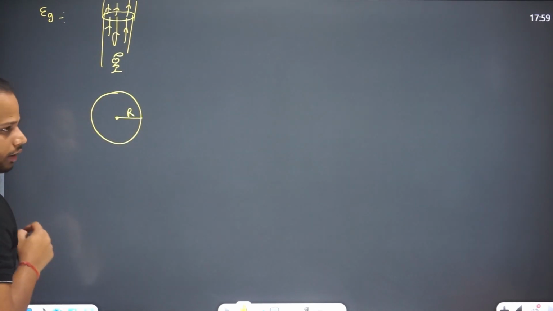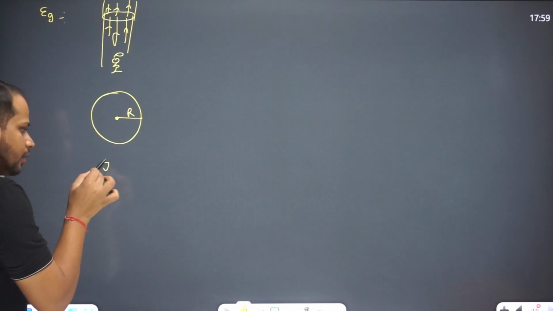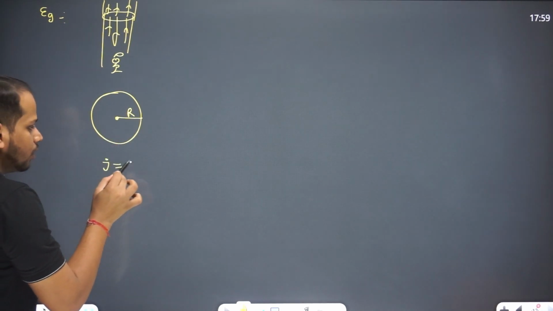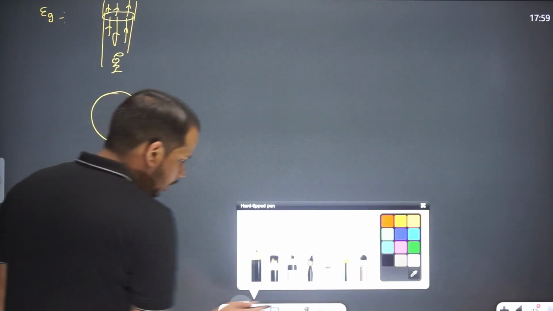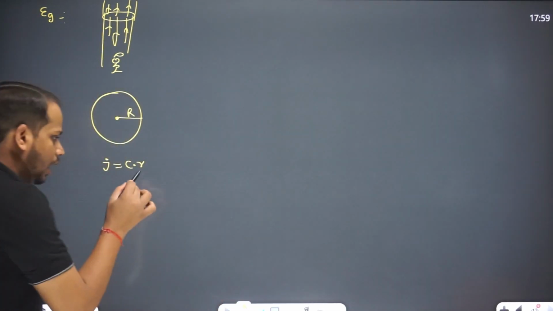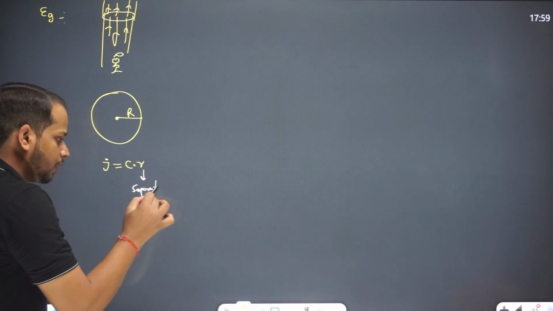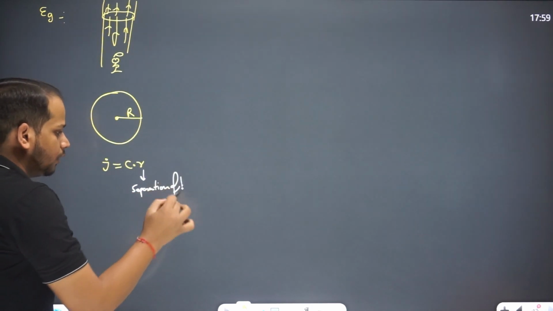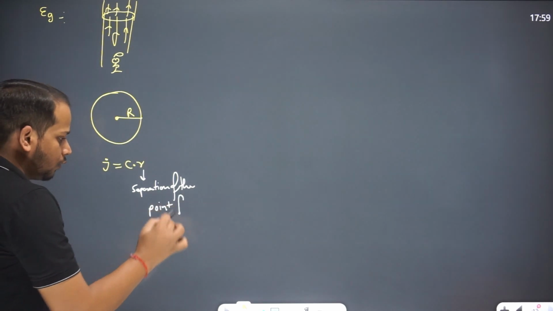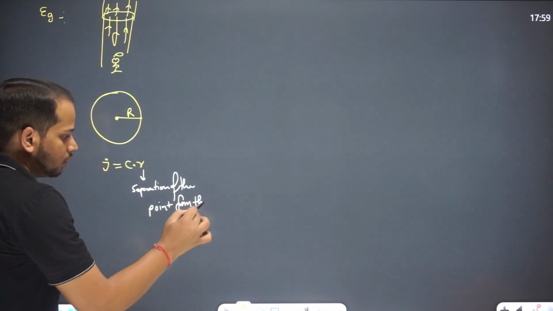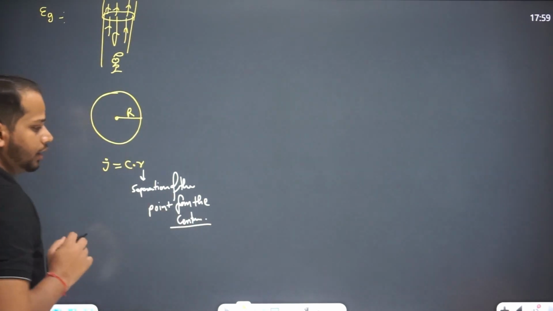R. The radius of this one is R, but J is given as J is equal to C into r. J is what? C into r. What is the r here? r is the separation of the point from the center, right? Separation of the point from the center.